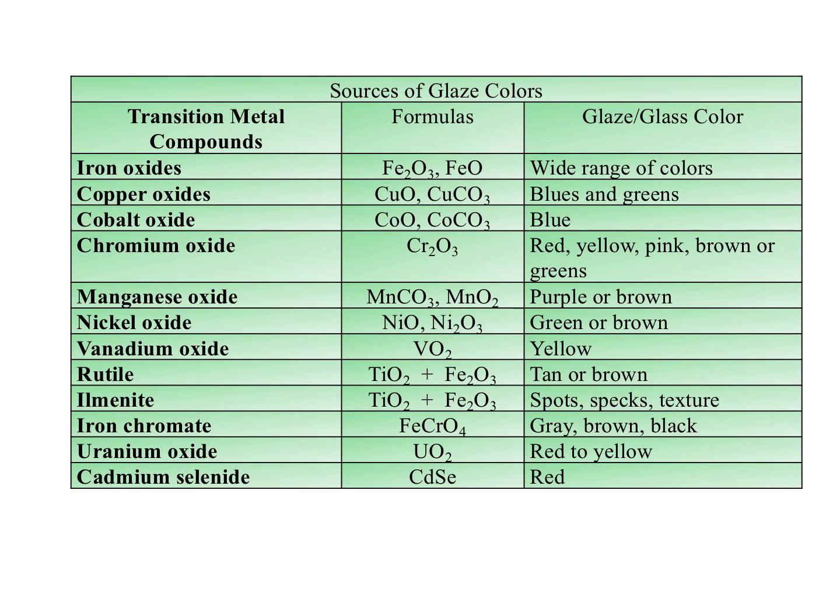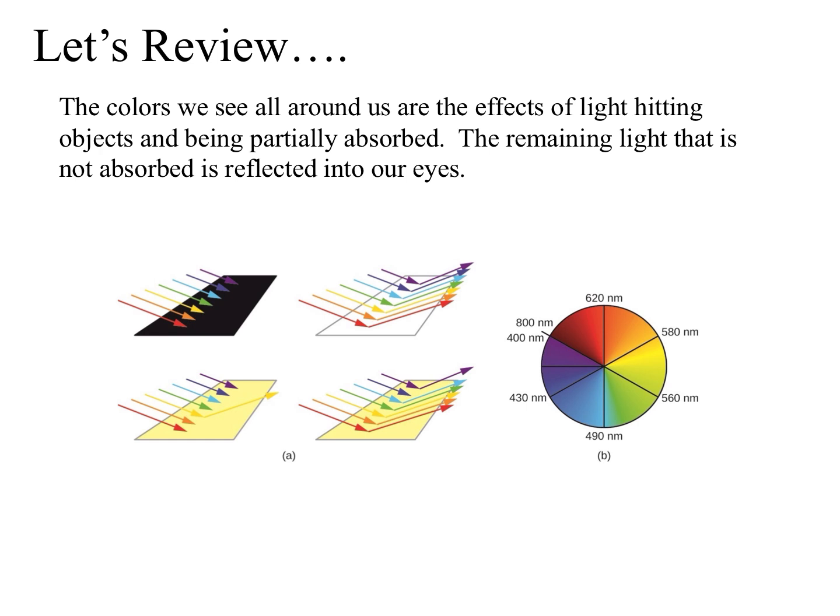So let's review color and why we see color for just a second. The human eye perceives a mixture of all colors in the proportions present in sunlight as white light. So the colors that we see all around us are the effects of that white light hitting objects and being partially absorbed. And that remaining light that's not absorbed is reflected to our eyes.